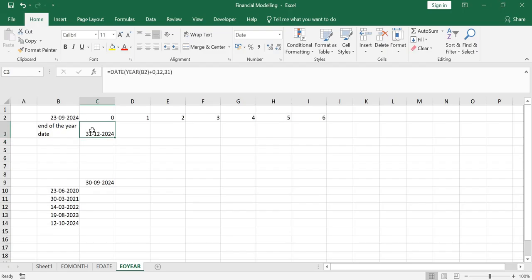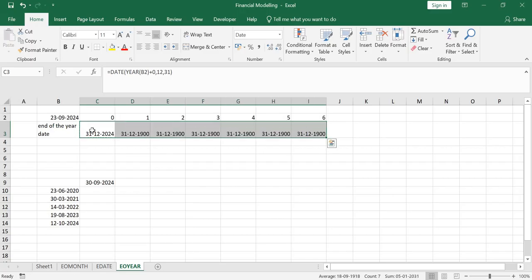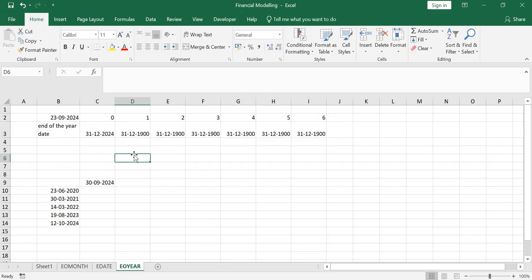Now what I am going to do, I am going to copy it. You have to press the shift sign, arrow sign, and then enter. Now what have you observed? You have observed that next I want to calculate the exact last day of the year following 2024. But over here, what you are going to observe, it is 31st December, but the year is 1900. Why am I getting 1900?